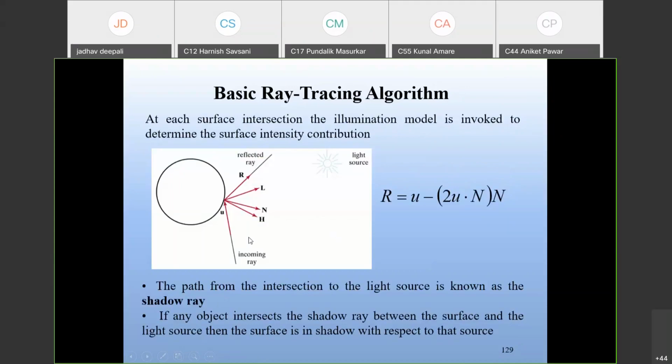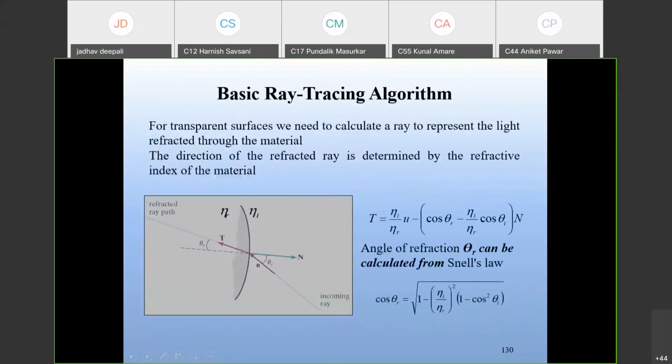That is shown here. The incoming ray comes from here. This is our surface normal. Then this is the light source and the reflected direction. If the surface is transparent, then refraction is also used there. If the surface is transparent, not only the reflection, the refracted ray path is also considered. Here, theta r is the refracted path, and this is the reflection path, theta I.